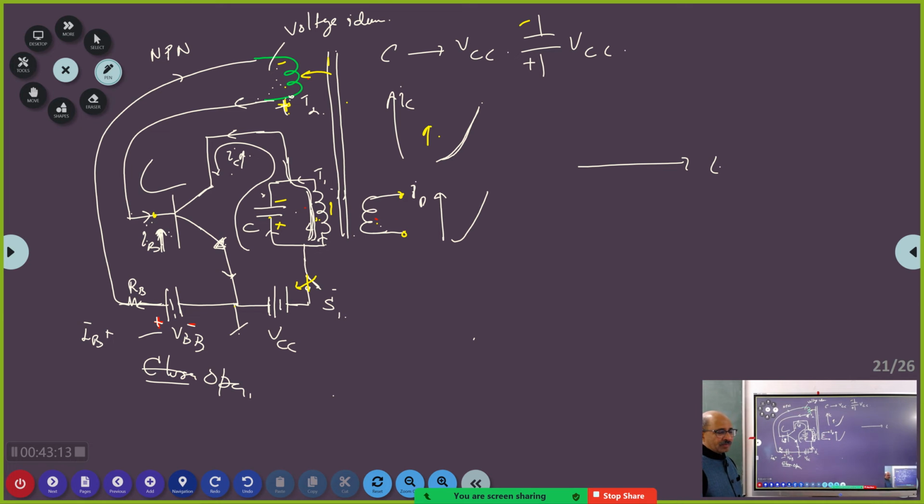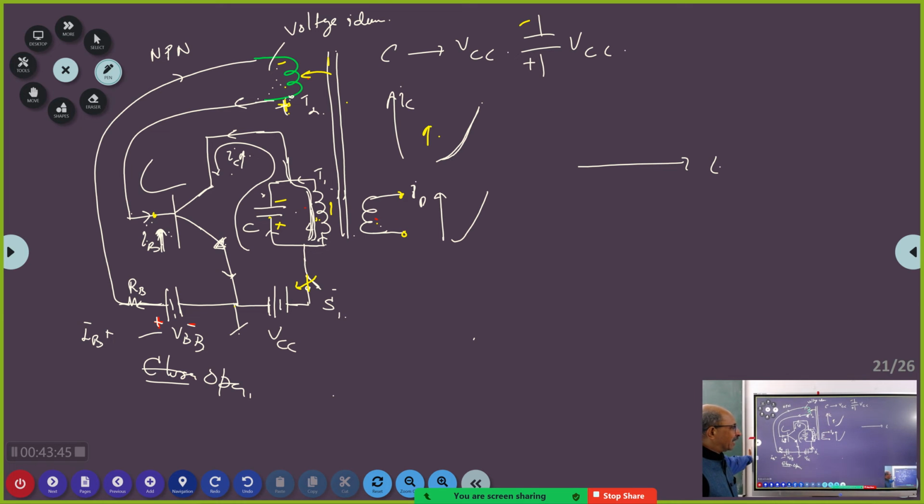It can increase infinitely because the diode will get affected. No, don't worry about that diode getting affected. Electrically, look at this arrangement. Can it infinitely increase? Or is there something to stop this? The inductor will provide backing.